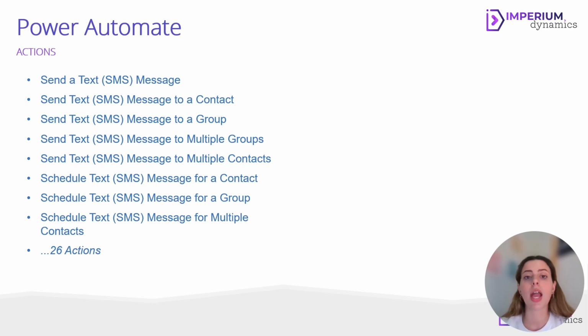Now that we have seen what Power Textor can do for us, we are going to see how Power Textor can be integrated into Power Automate. Power Automate has over 26 actions available, and they go from sending an SMS to a contact to scheduling an SMS for multiple contacts.